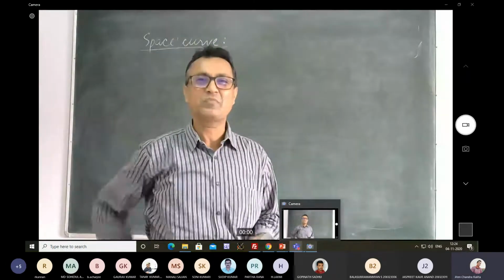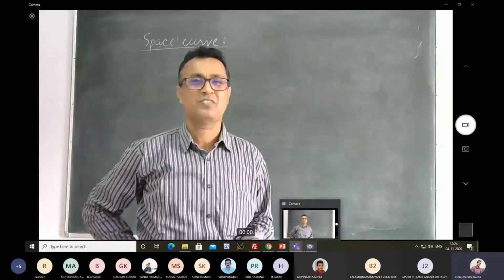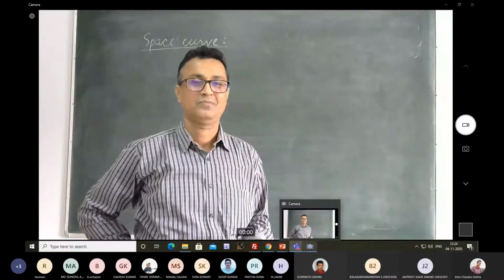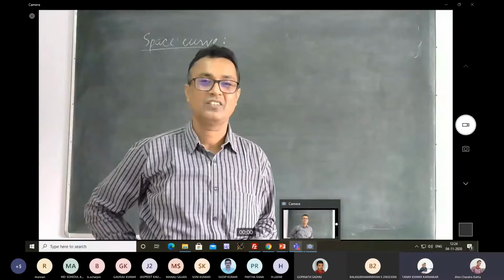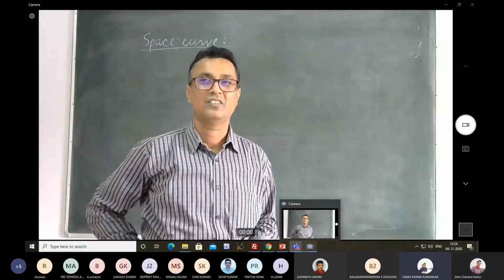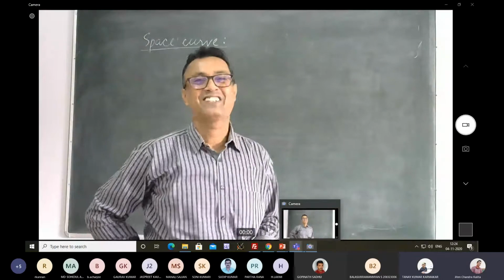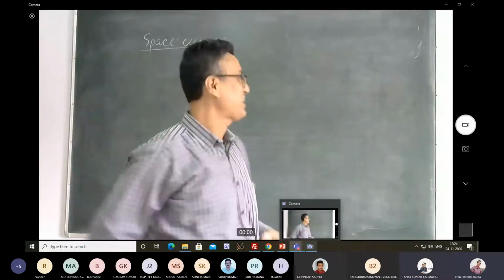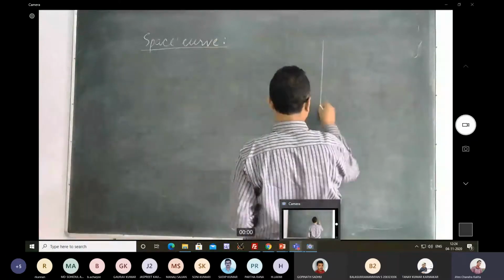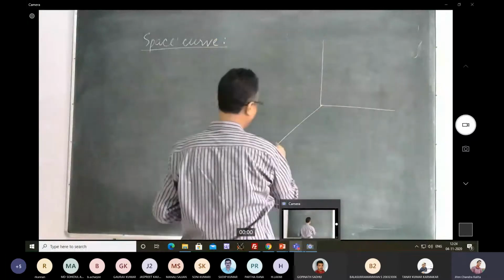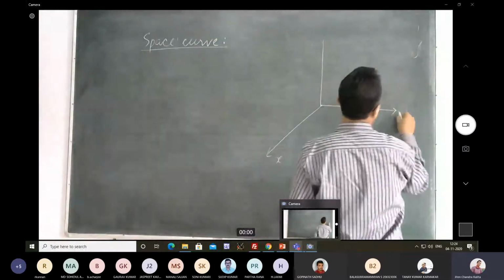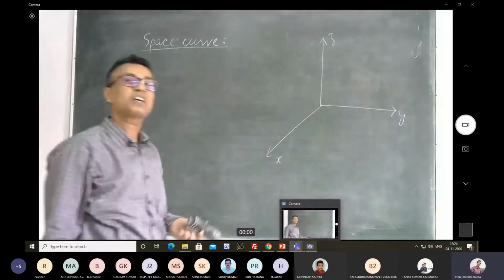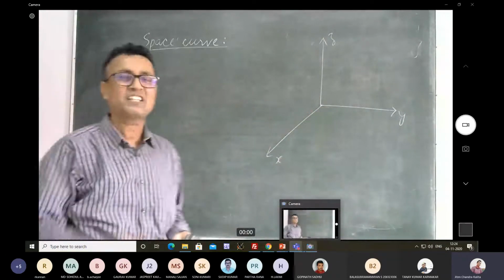Yes, can anybody tell me what is a space curve? So this is one kind of generalization of the curves. That is kind of a bookish answer. A space curve is nothing but a curve in space. But the way we are going to define it is going to be slightly different here.